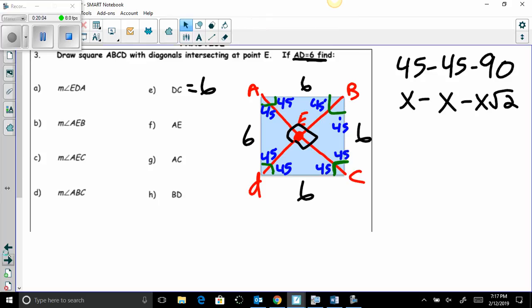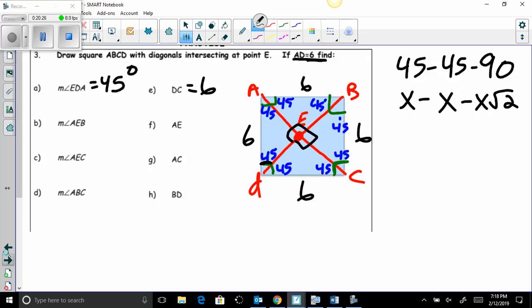So let's start from the very beginning. Find the measure of EDA, angle EDA. Angle EDA is this little angle right here. And didn't we just talk about how that's 45 because if the diagonals bisect opposite angles and they're right angles and they bisect here, each is 45? So go ahead and add that in.